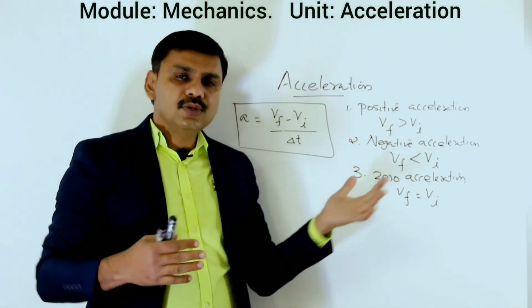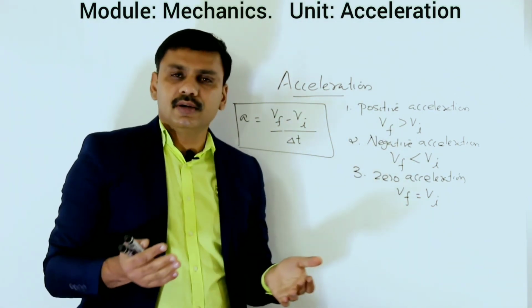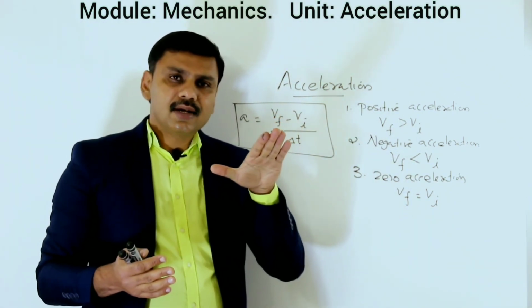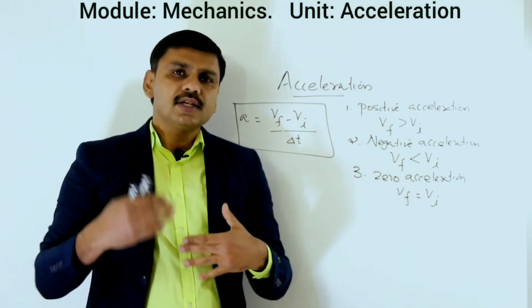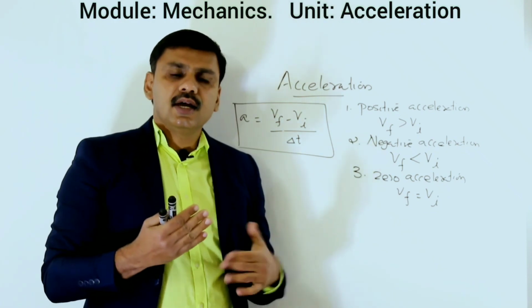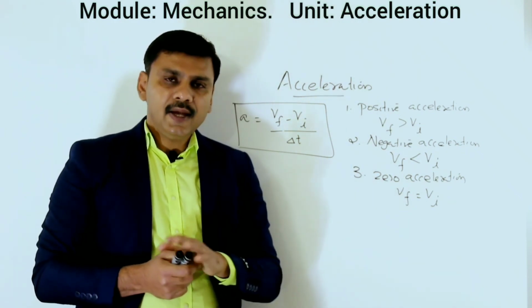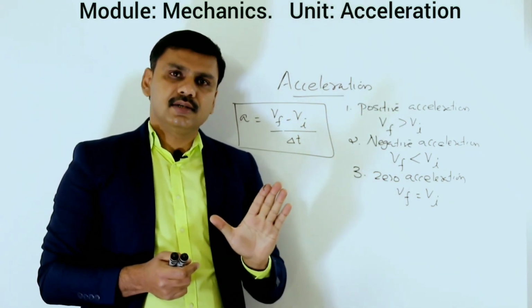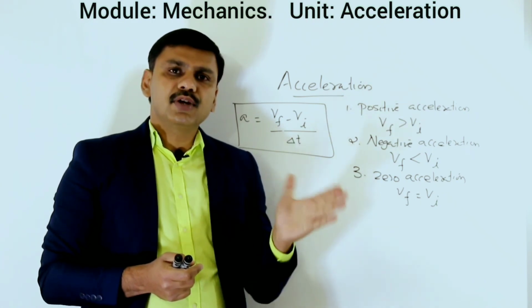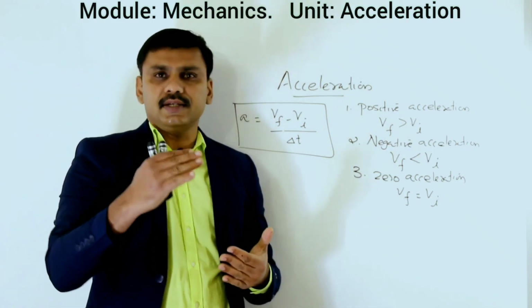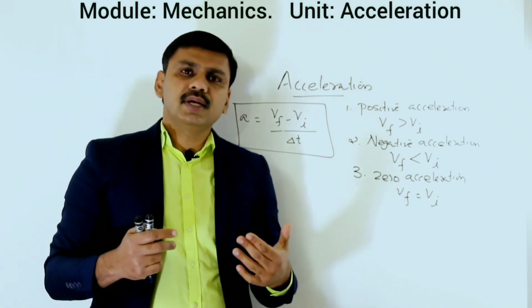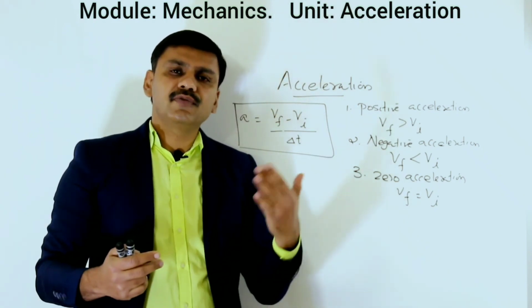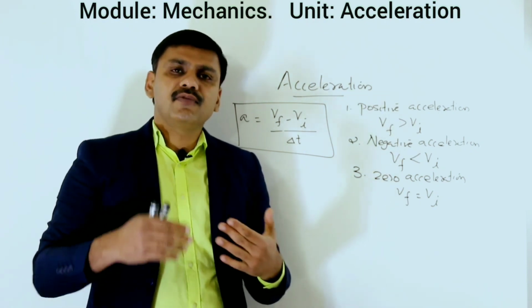These three things you can understand when you drive a vehicle. If you press the accelerator down, it is positive acceleration. That means the speed of the object is increasing as time increases. When you release the accelerator, the speed of the object starts to decrease. That is negative acceleration.